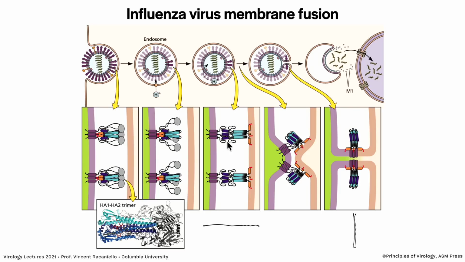So these extended alpha helices, they don't like to stay. It's not energetically favorable to stay that way. So they fold back on each other, and that pulls the membranes together. Hairpinning is what happens for HIV, but it is not low pH catalyzed, right? It is just catalyzed by receptor engagement.